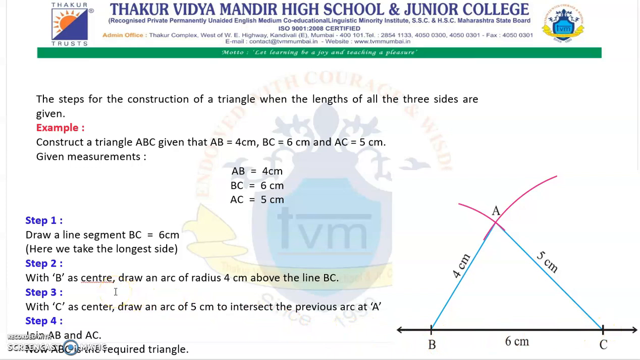In step 2, with B as the center, draw an arc of radius 4 cm above the line BC. Now from this point B, draw an arc of 4 cm. In step 3, with C as the center, draw an arc of 5 cm to intersect the previous arc at A. From point C, you have to draw an arc which intersects the previous arc at A. In step 4, join AB and AC. Now triangle ABC is the required triangle.